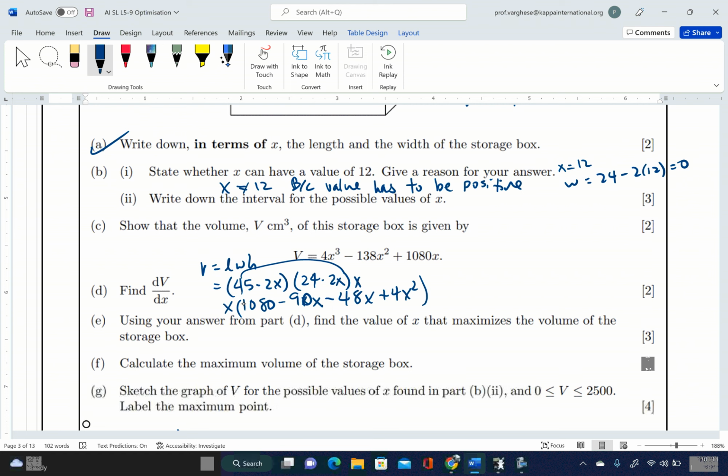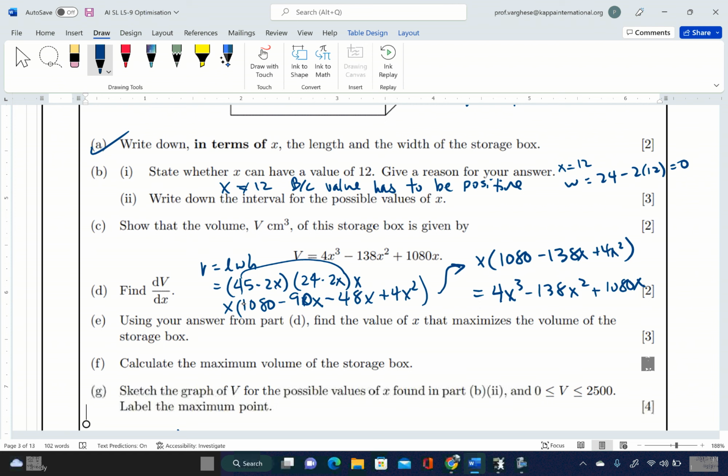Let's combine these like terms right here. Let's bring this up over here. So I have 1080 minus 138x plus 4x squared, all times x. And now let's distribute that x, and I'm going to get 4x to the third minus 138x squared plus 1080x. Okay.